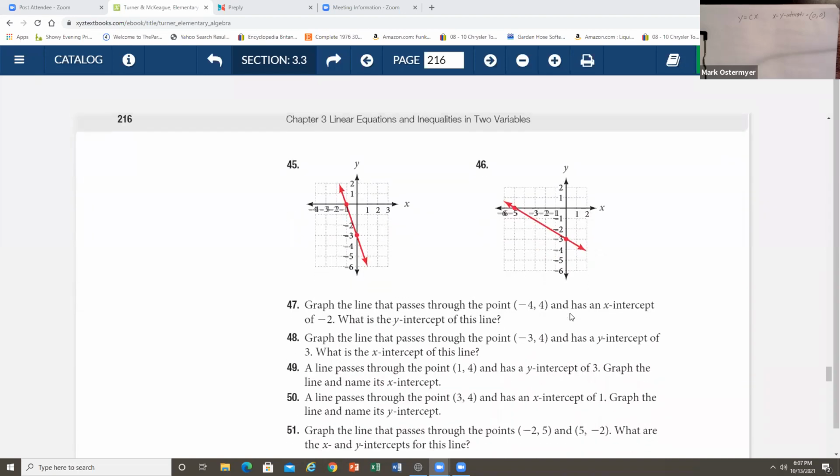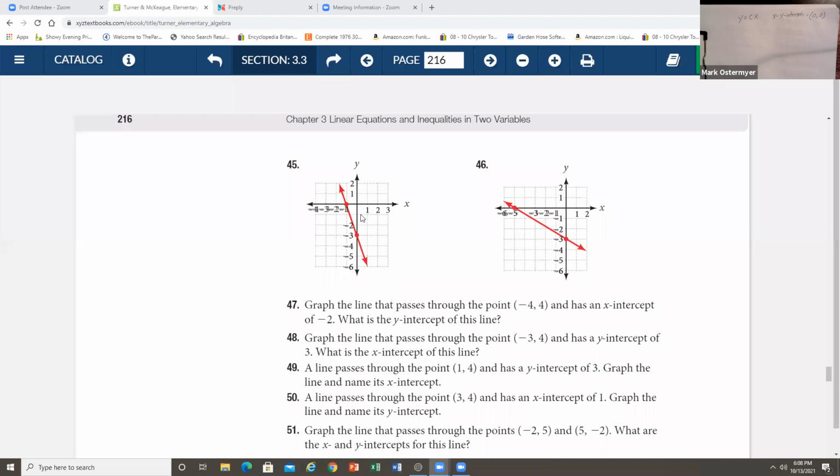All right, number 46, what's the y-intercept for 46? (0, -3). What would be the x-intercept for number 46? (-5, 0). Correct? All right, number 45.